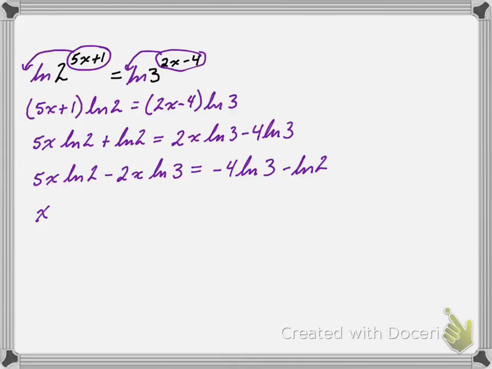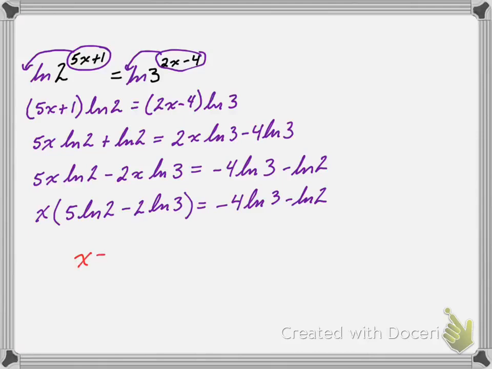Factor out our common value of x, which leaves you with 5 natural log 2 minus 2 natural log 3 equals this stuff over on the right. And then we'll divide by the parenthesis, giving you negative 4 natural log 3 minus natural log 2 divided by 5 natural log 2 minus 2 natural log 3.